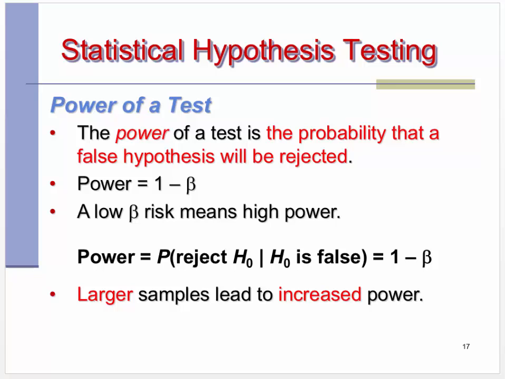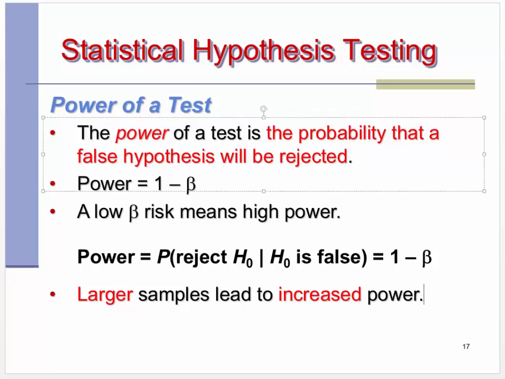Let's introduce a concept called the power of a test. The power of a test is the probability that a false hypothesis will be rejected. Of course, we want to reject a false hypothesis. So the higher that likelihood, the larger the power. The power is defined as 1 minus beta, and beta is the probability of a type 2 error. A lower beta risk means a higher power. Power is rejecting null when it's false. That's doing the right thing. That equals 1 minus beta. Larger samples lead to increased power.